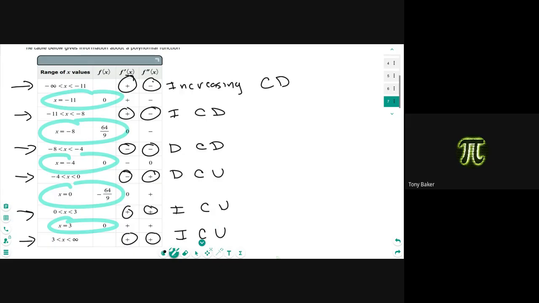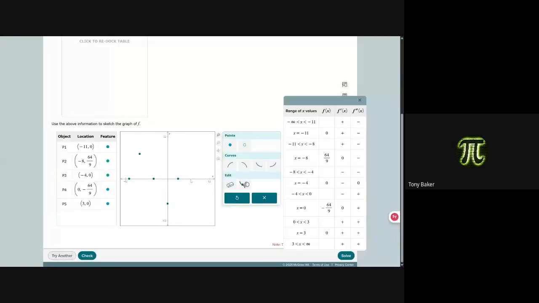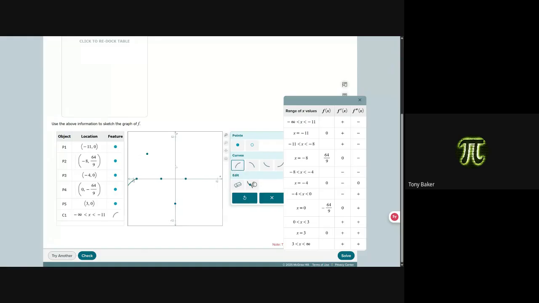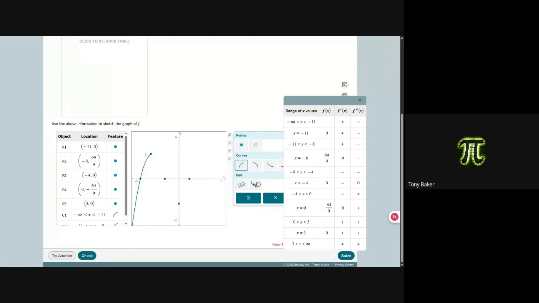So let's go back to this. On that first interval, it was increasing and concave down. On the next one, it was increasing, concave down. And notice how it adjusts the curve for you as you're doing it. Next one, decreasing and concave down. Decreasing, concave up.